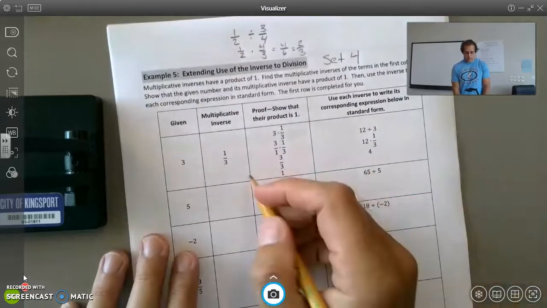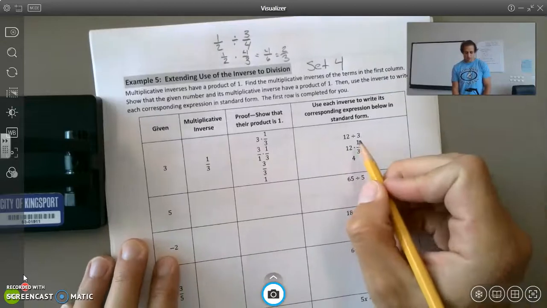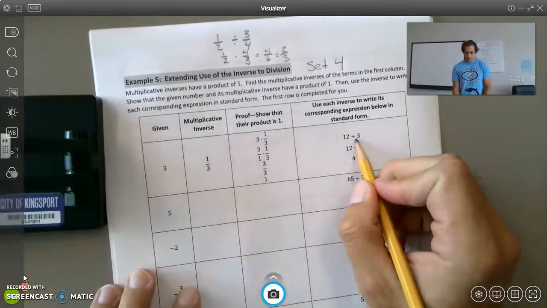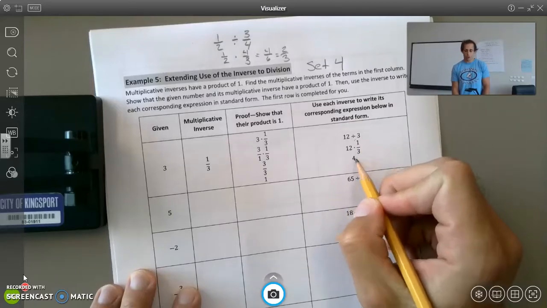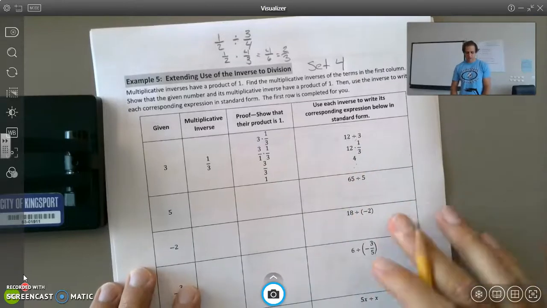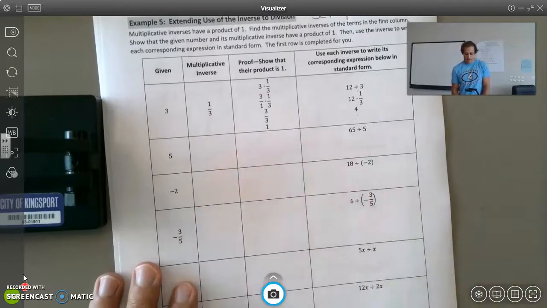So here's an example. If I were to divide by 3, that's the same as multiplying by 1/3, right? 1/3 of 12 is 4. 12 divided by 3 is 4. That's the same thing. So we're going to strengthen that as we go through this concept here.